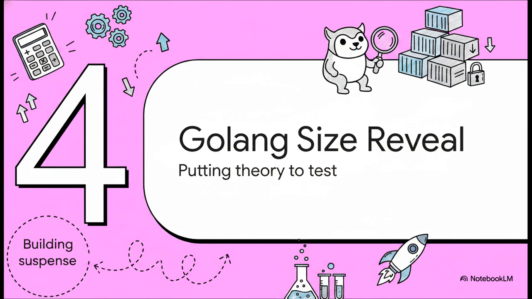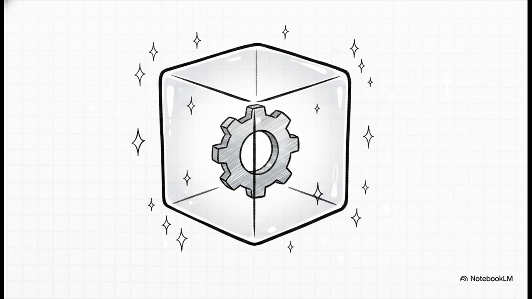All right, Section 4, the Golang size reveal. Let's put this theory to the test. For an application written in a statically typed language like Go, we have a total secret weapon. Because statically typed applications don't even need a runtime environment to execute, unlike, say, Python or Java, we can use something called the Scratch image for our Stage 2. The Scratch image is essentially an empty container. It is the absolute most minimal, distroless image available in the entire Docker ecosystem.